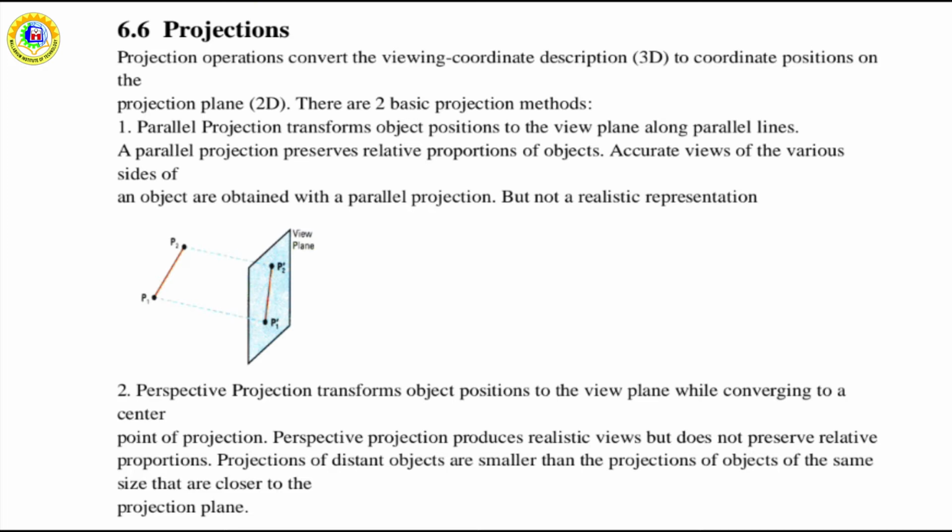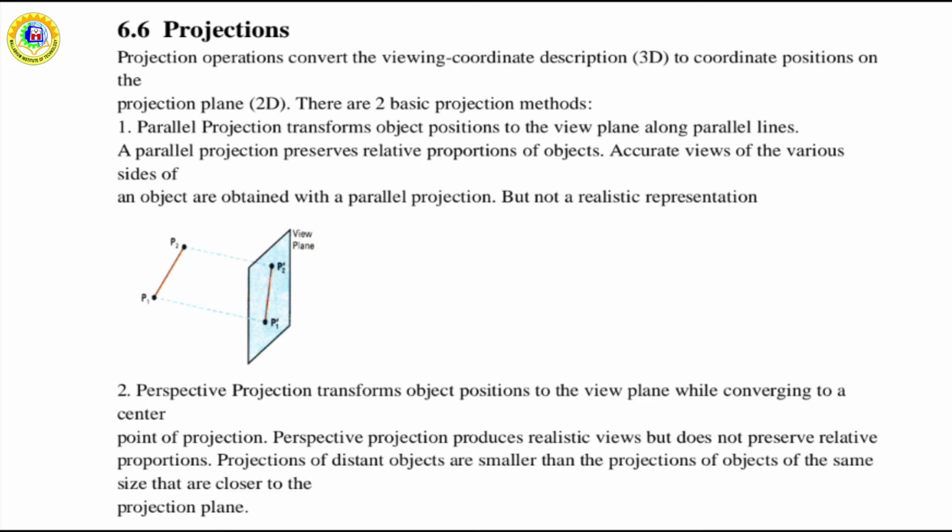Now, if we consider projection, there are basically two types of projection methods. The first one is the parallel projection and the second one is the perspective projection. In case of parallel projection, the coordinate positions are transformed to the viewing plane along parallel lines, as we are seeing in the figure.